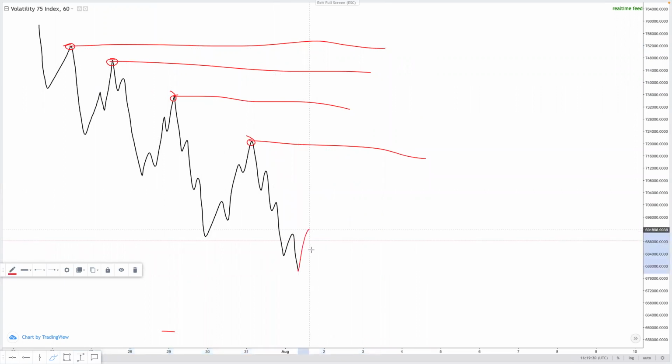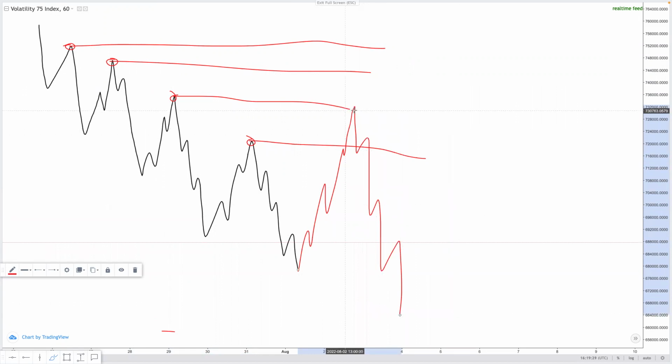So price may create some highs, respect maybe this structure retest right here, then we get some more lows. So this is our entry right here.